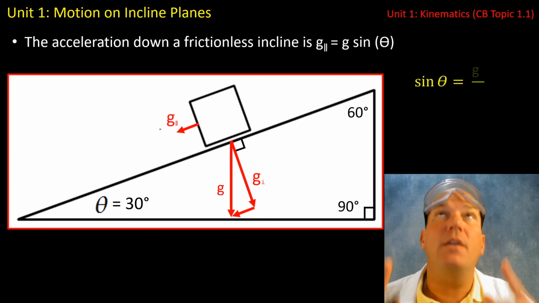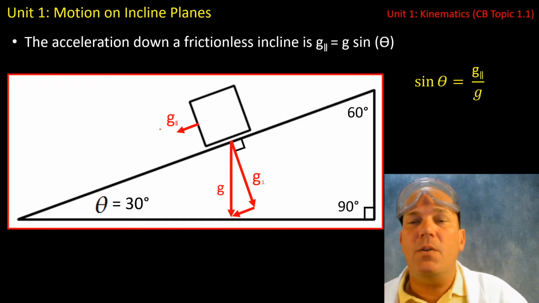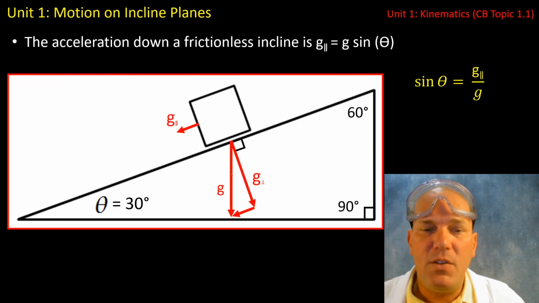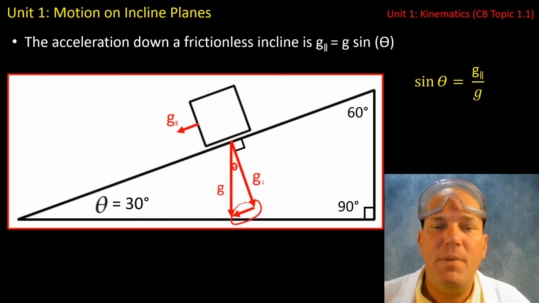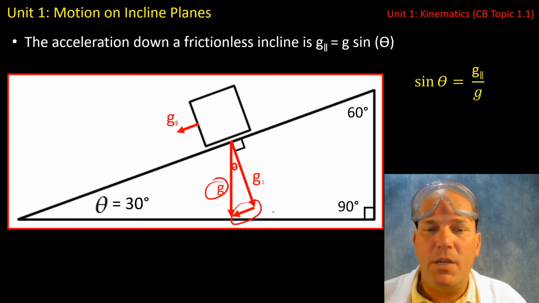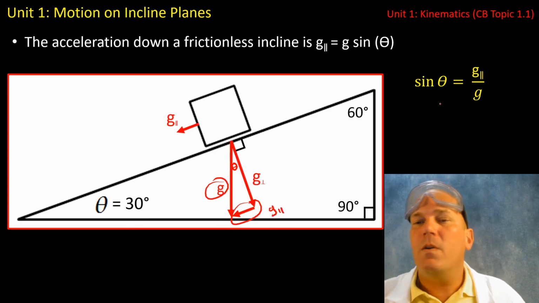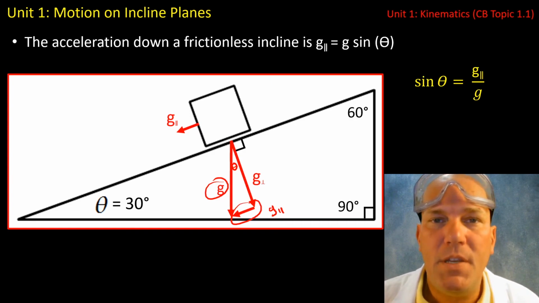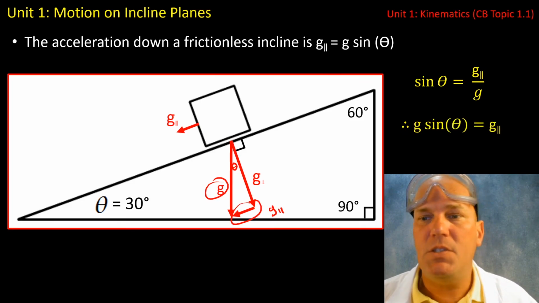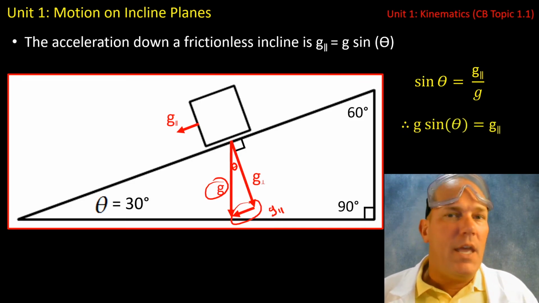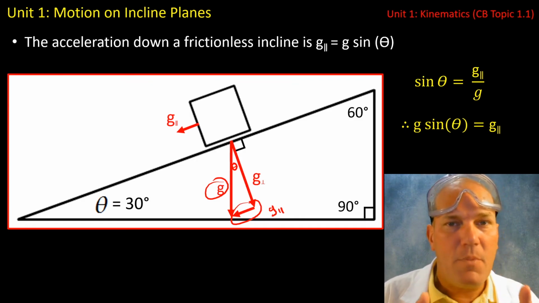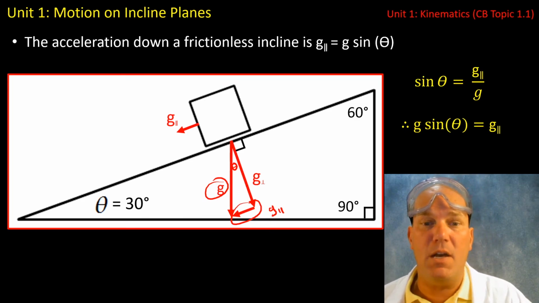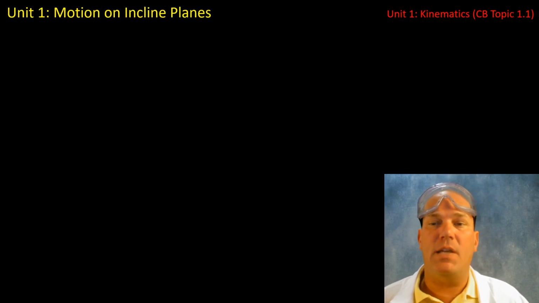Let's look at the trig again here. Sine of theta is opposite over hypotenuse. Again, remember our angle theta is here, so opposite over hypotenuse gives us g parallel over little g. Rearranging to solve for g parallel, we multiply both sides by little g, and we get this expression here. You'll have this memorized anyway, but what I care most about is that you understand where it comes from. So I wanted to take this time.